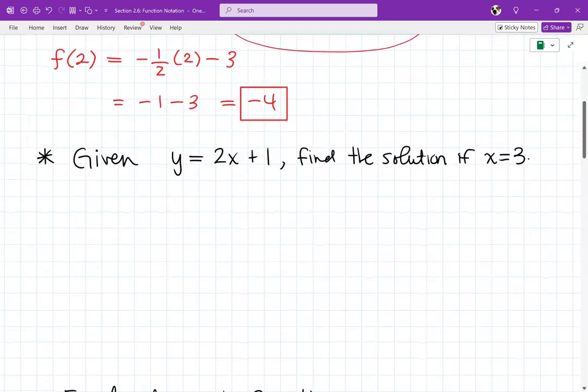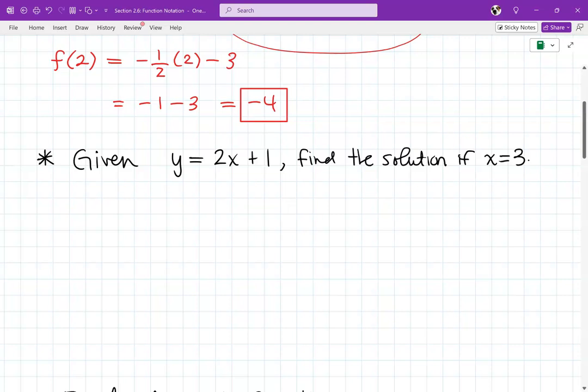So here's not really an example, but it is a little example. It says, given y equals 2x plus 1, find the solution if x equals 3. Now normally all you would have done is gotten the 3 and plugged it in where the x is, right? But I'm going to show you both ways. One way that you would do it would look like this: 2 times 3 plus 1. Right? So that's 6 plus 1, so that's equal to 7. This is normal. This is what we've been doing for so many years, right?